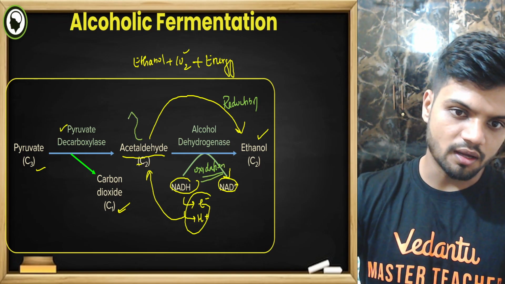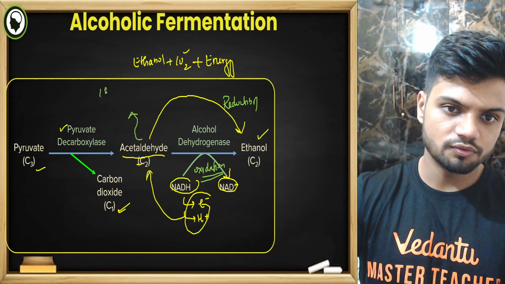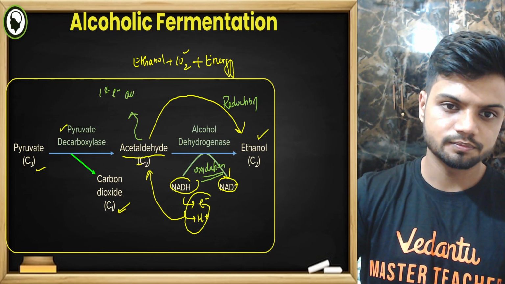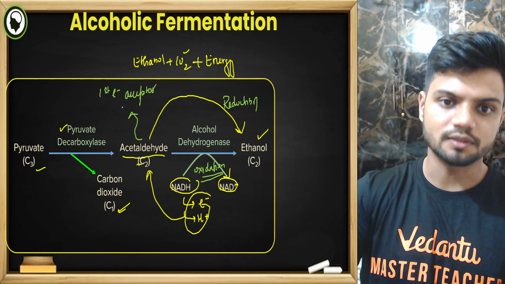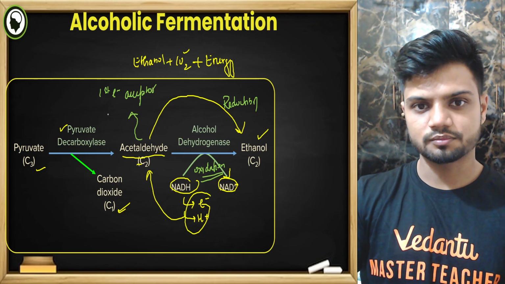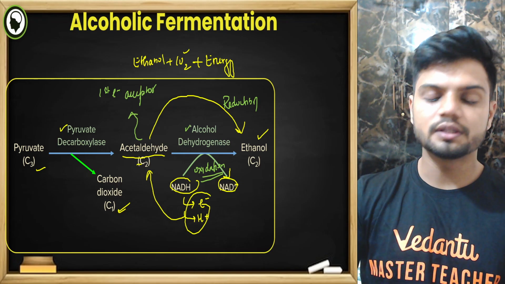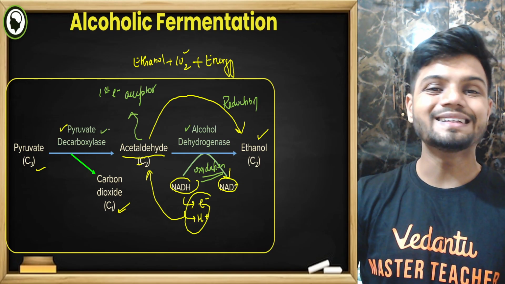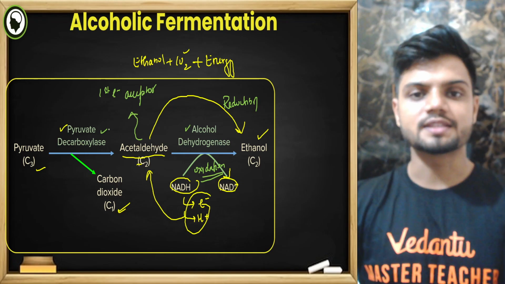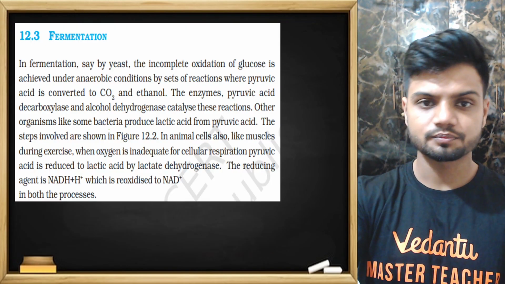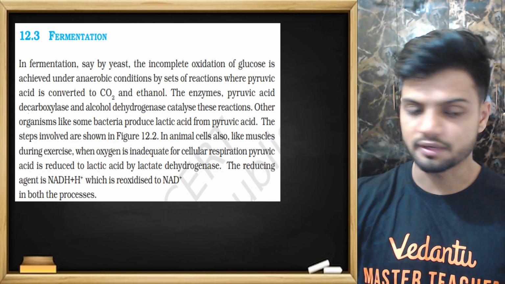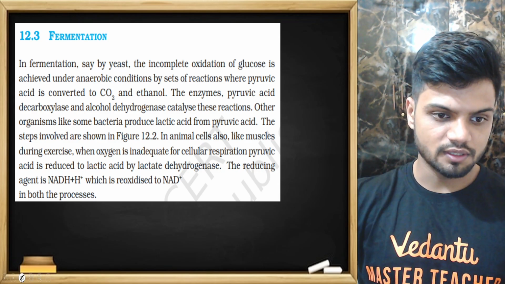And this acetaldehyde is the first electron acceptor in alcoholic fermentation. The enzymes are pyruvate decarboxylase and alcohol dehydrogenase. Two different enzymes are here. Okay, fermentation. Let's see what is given in NCERT.